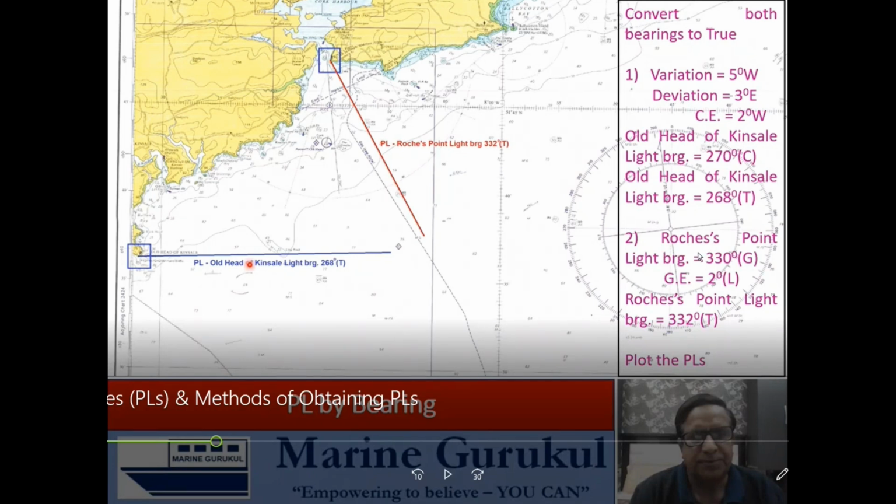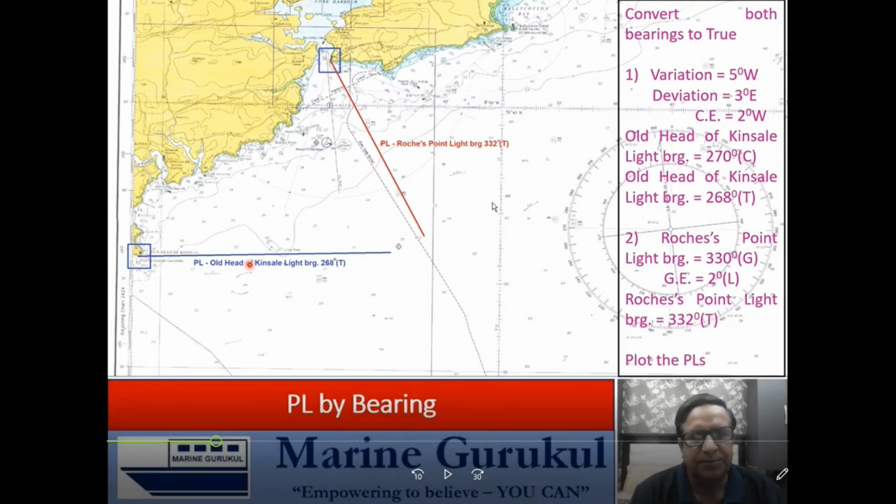Second example was using a gyro bearing. The gyro error was given to us. So we found out the true bearing and plotted it on the chart. This was the last thing we did. So now the next method after this is transit bearing. So let's proceed on to transit bearing.